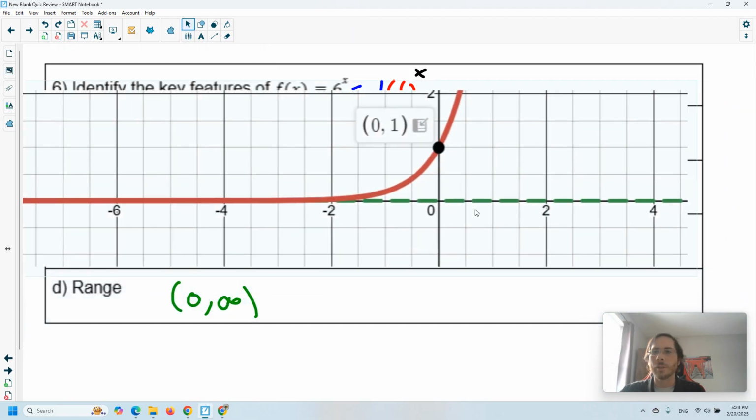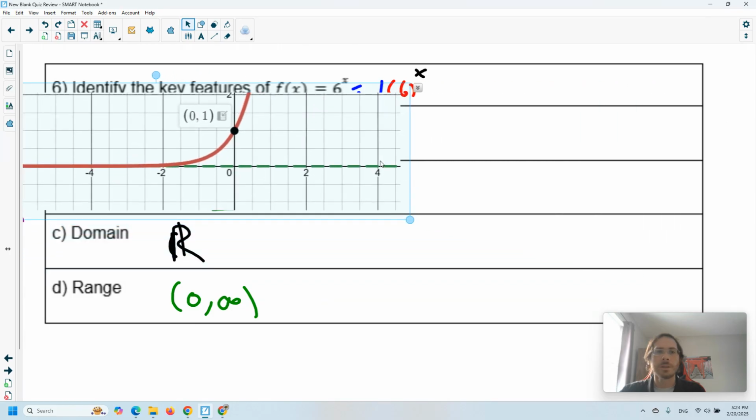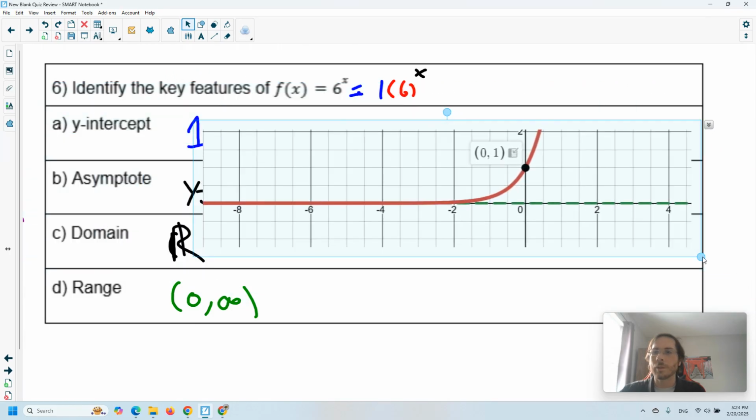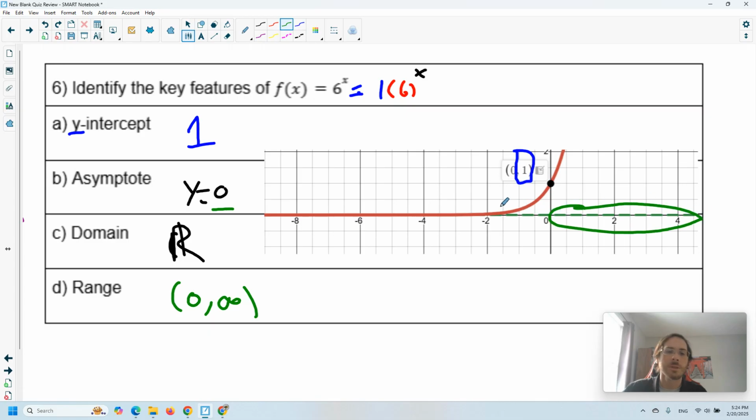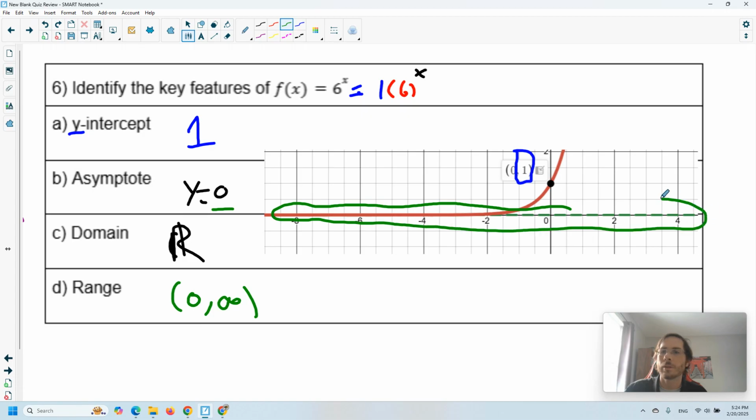So if we wanted to use the graph to double check our answers, we can. In this case, we do want the y value because it does say the y-intercept. So again, the y-intercept right here is 1. Our asymptote, again, this green line is our asymptote. I guess that goes all the way across. Domain is always all real numbers. And for our range, we're going to go from our asymptote at 0 up to infinity. So that's how that works out.